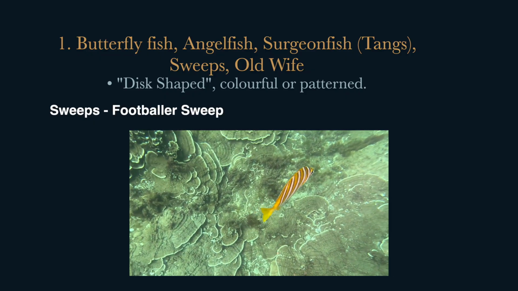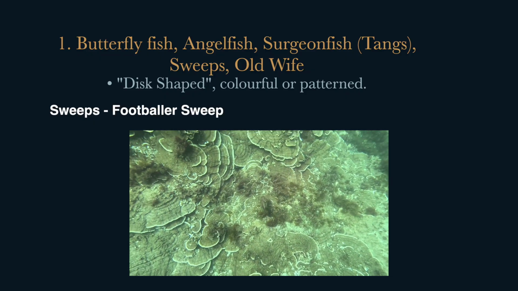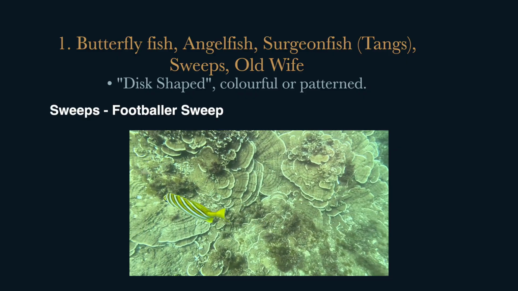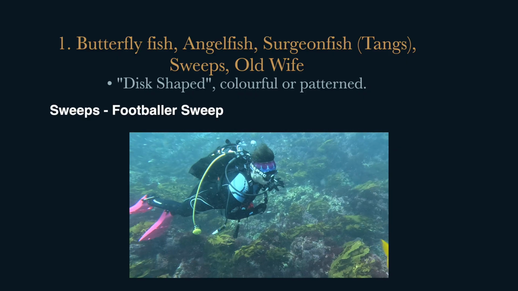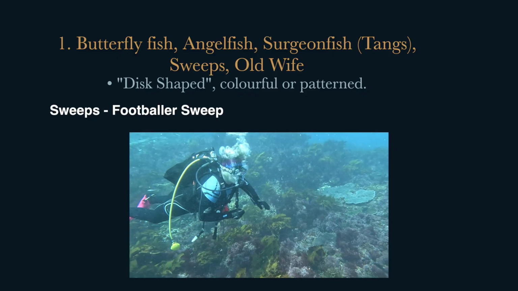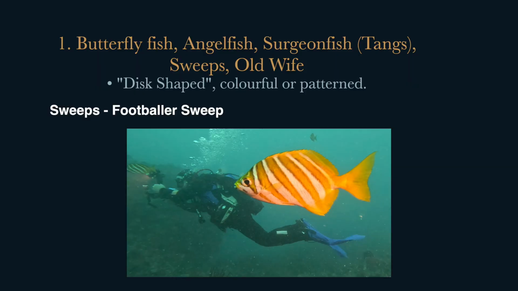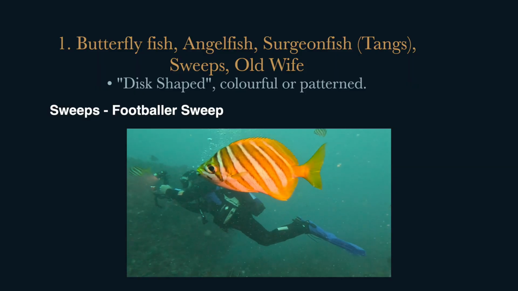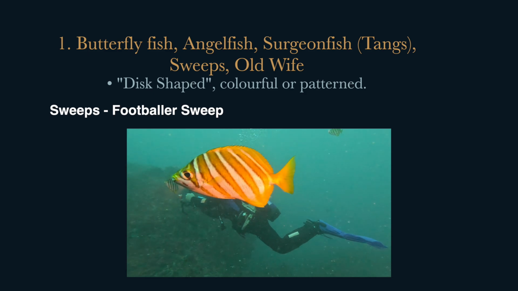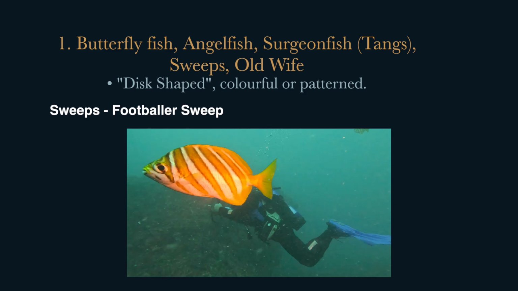Footballer sweeps are colourful small sweeps, often found in large numbers over reefs at Rottnest and on the west coast. They live in the subtropical zone, eat algae, and grow to a maximum of 20 centimetres. They get their name as their bands look like an Aussie Rules footballer's jersey. They are curious and a frequent friendly companion to divers.